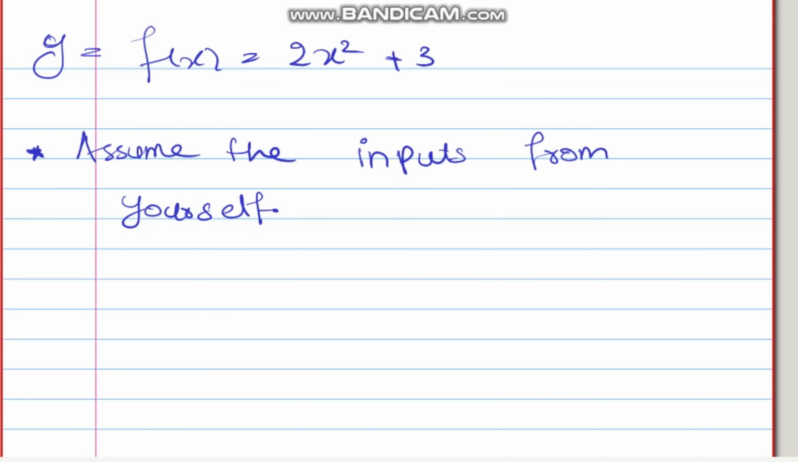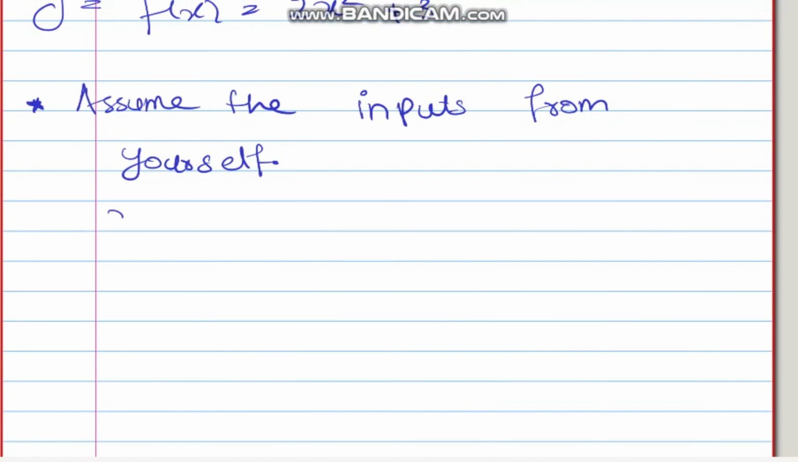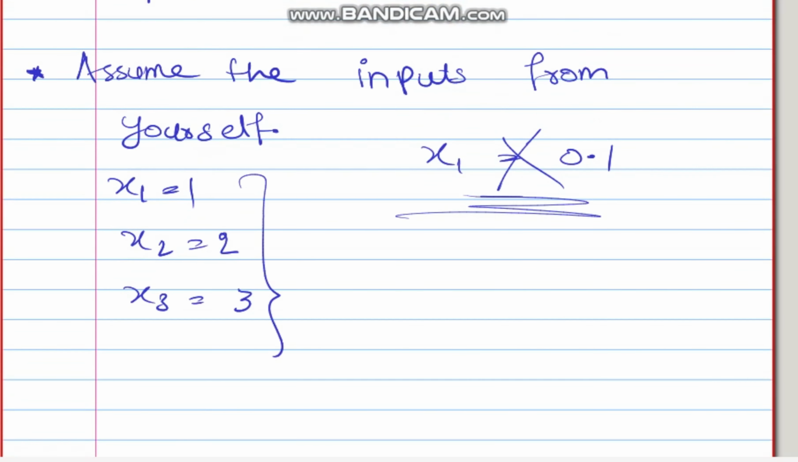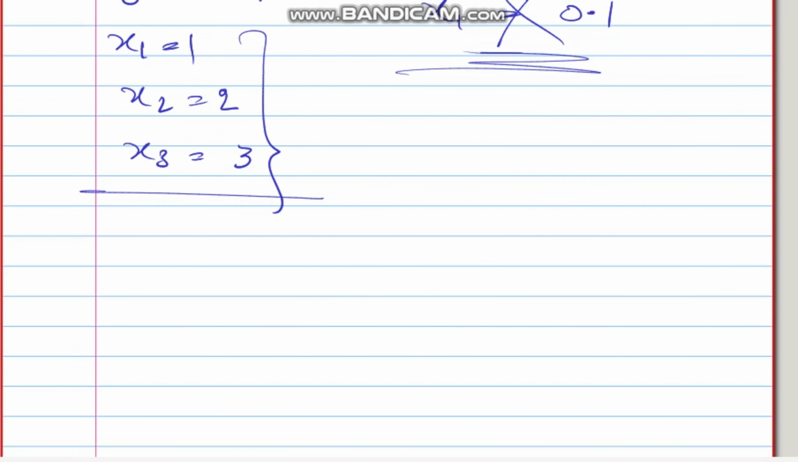These are simple numbers, like x1 is equal to 1, x2 is equal to 2, x3 is equal to 3. Don't take a number like x1 is equal to 0.1. This is not a good number. So take numbers like these. You can also take negative numbers as inputs.